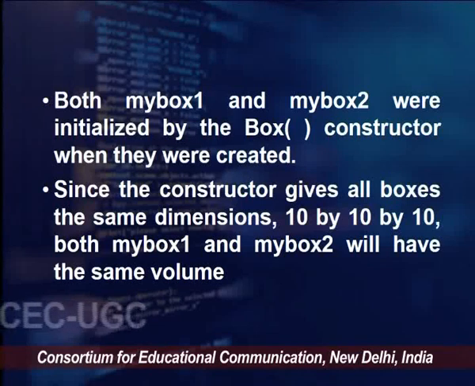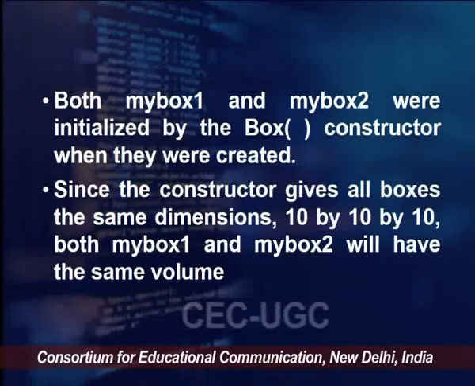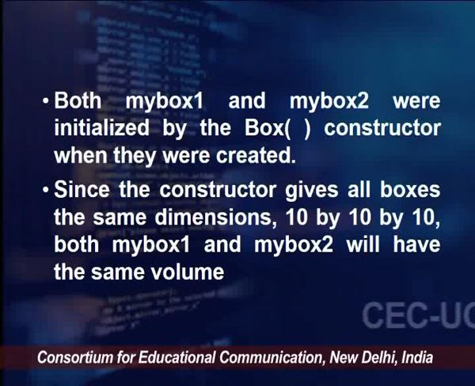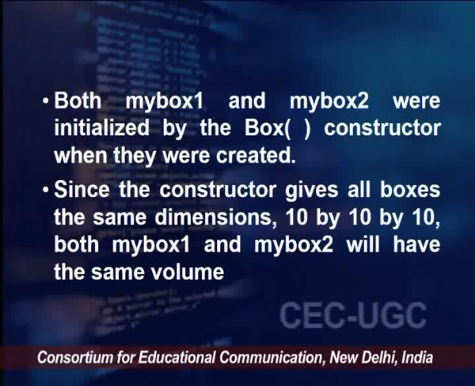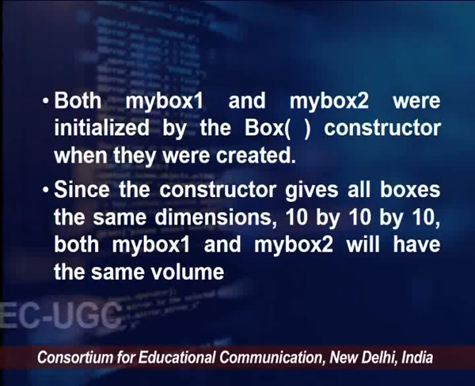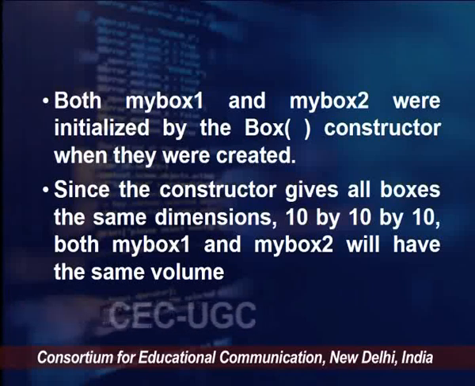When this constructor is called, the statement constructing box will be printed, and then the values of width, height and depth will be assigned as 10. So mybox1 is created. Similarly the second one, mybox2, is also created, and the constructor gives all the boxes the same dimension, which is 10 by 10 by 10. Both the objects mybox1 and mybox2 will have the same volume, which is 1000, and again 1000.